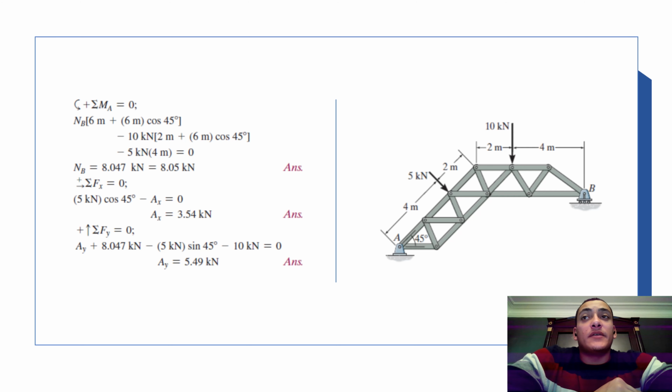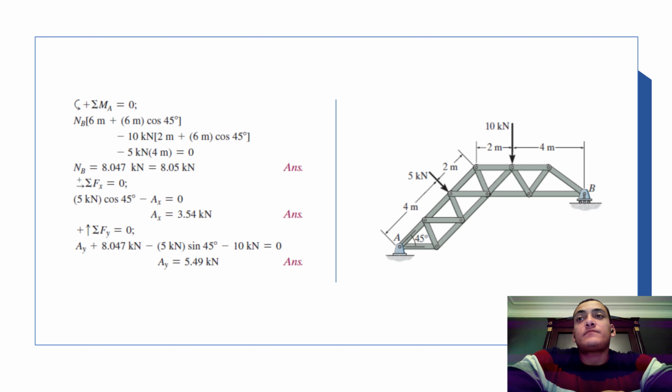MB multiplied by 6 meters plus 6 meters cosine 45 will equal negative 10 kilonewtons multiplied by 2 plus 6 meters cosine 45, which with further simplification is negative 5 kilonewtons multiplied by 4, which equals 0. MB equals 8.047 kilonewtons, or 8.05 kilonewtons. That is the moment at point A.